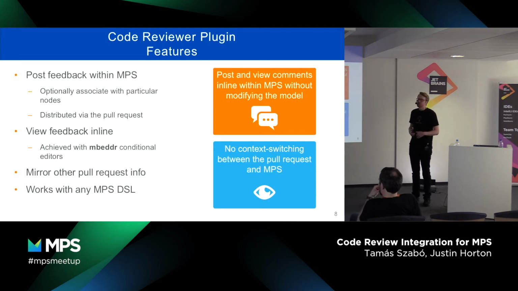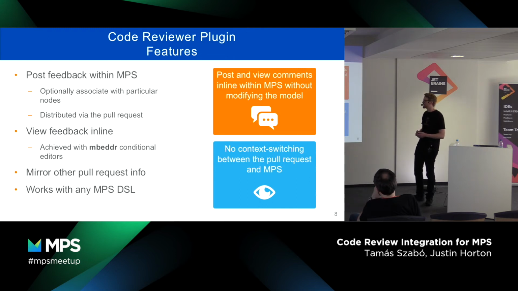And the plugin also mirrors other important pull request information, such as the description, who approved it and when, and the branches involved. And the goal of this part of it is that we want to minimize the amount of context switching you have to do between the pull requests and MPS, because after all, to really do a meaningful review, you need to be able to visualize the projection. So we want to keep as much of that in MPS as possible. Lastly, and maybe most obviously for all of you who know how this stuff works, it works with any MPS DSL. There's no configuration necessary in your language to set this up.